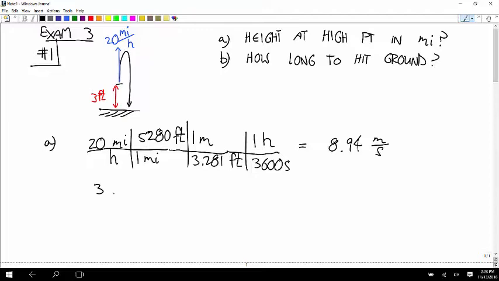And we have to do 3 feet. If I'm going to do it in meters, we have to convert that to meters. 3.281 feet is 1 meter. So you get 0.914 meters.